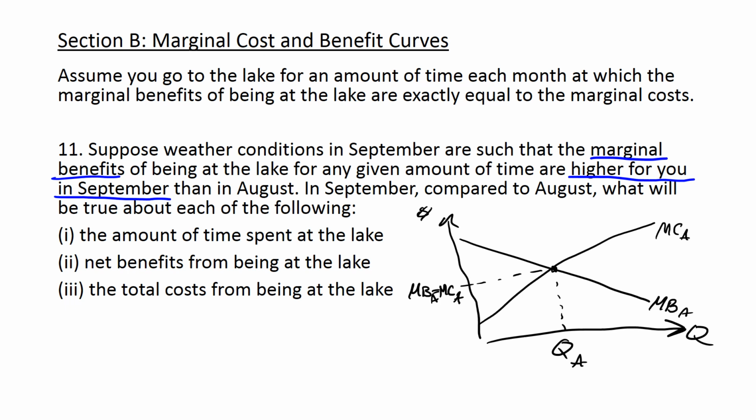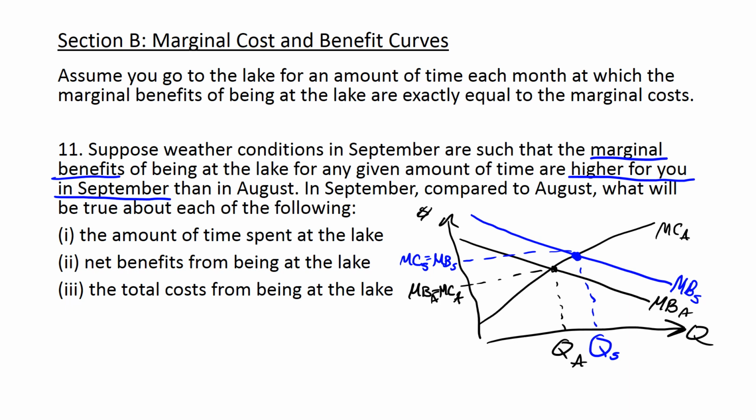Okay. Now it's September and it tells us the marginal benefits are higher in September. So we have an outward shift, an upward shift, of marginal benefits. So this is marginal benefits in September. So our new intersection here gives us the amount of time we'll spend in September and the marginal cost of September, which is equal to the benefit in the last hour.